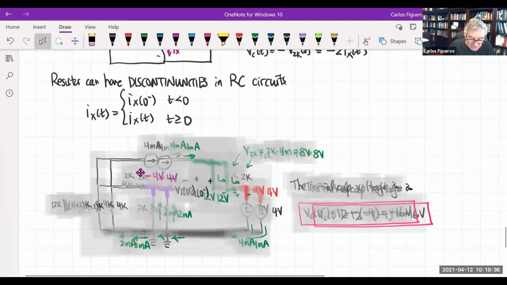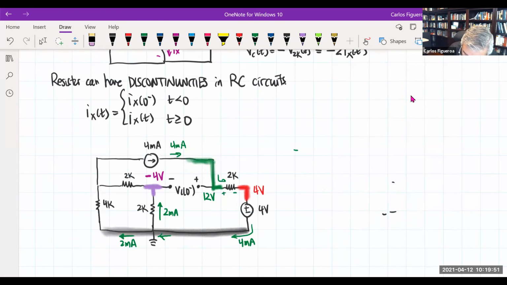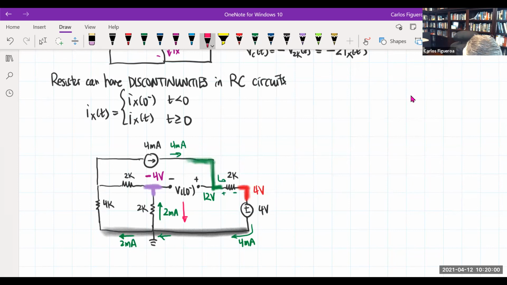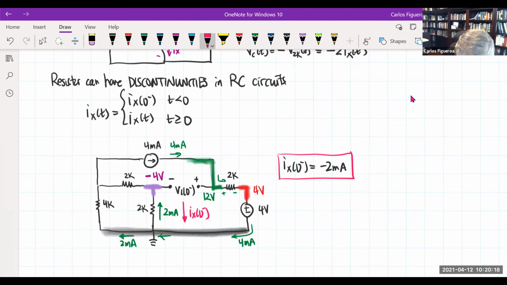This is the switch here. What we're interested in is the initial current. This current here is Ix of 0 minus. In other words, Ix of 0 minus must be minus 2 milliamps. So now I have the initial current of that resistor.